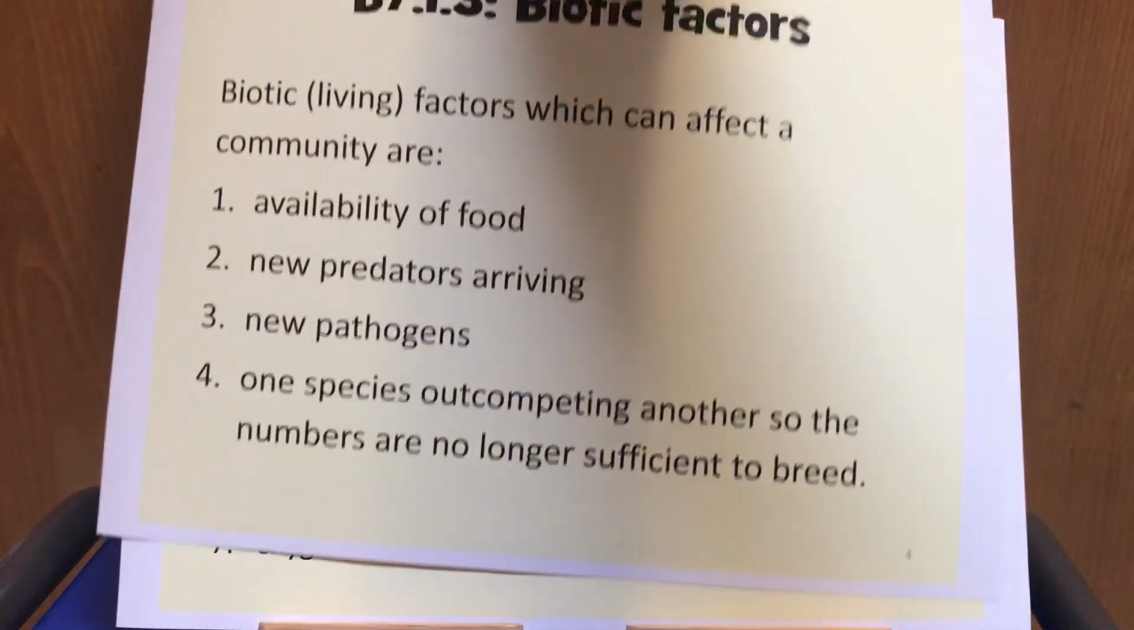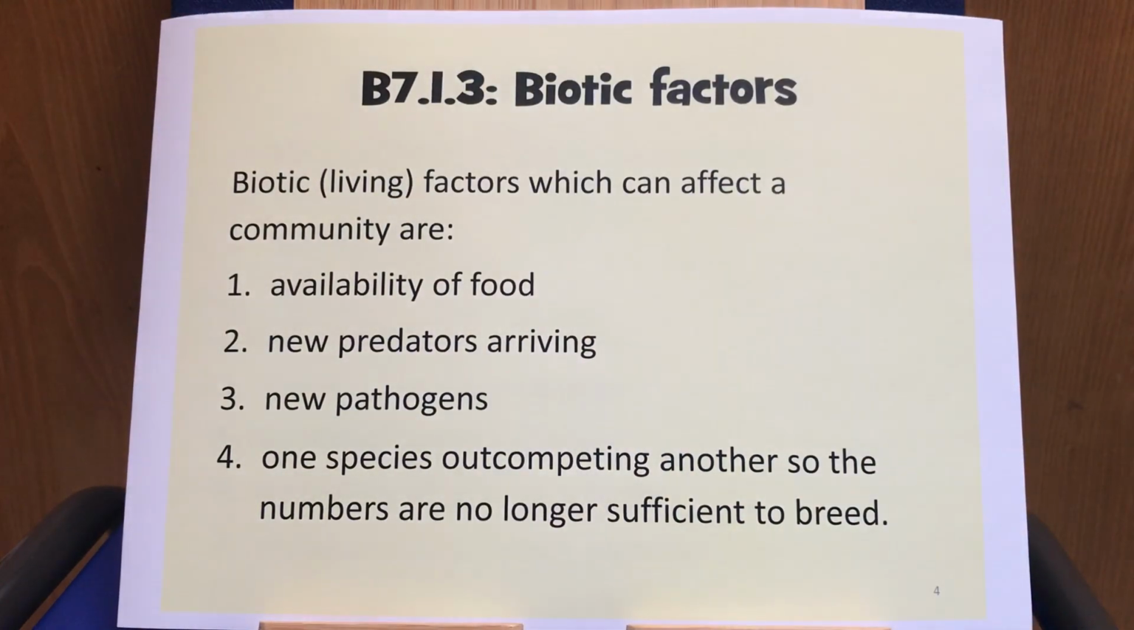Then we come on to the biotic factors. These are the living factors. In there we have availability of food, because the food is a living organism. New predators arriving to the area, new pathogens, which we would put under the category of disease, and then one species outcompeting another. And when it's outcompeting, it's at a point where they can no longer survive, they can no longer breed at a sufficient rate in order to keep their population.